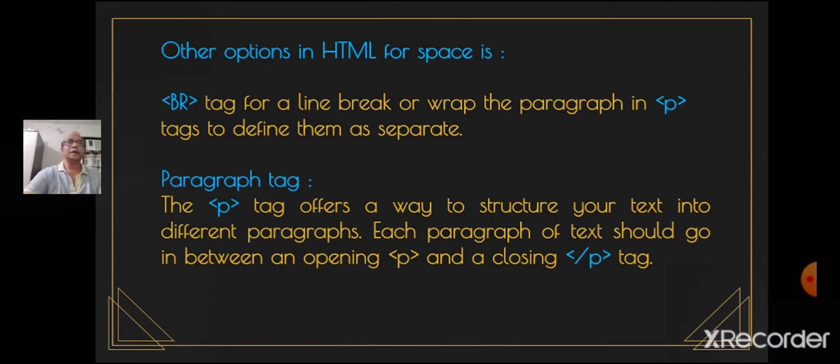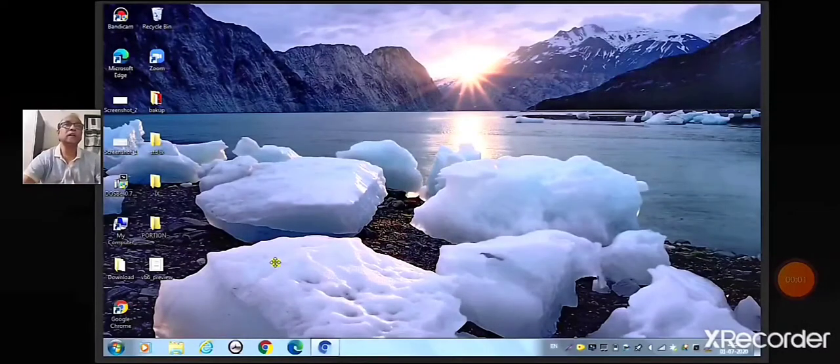Paragraph tag. The P tag offers a way to structure your text into different paragraphs. Each paragraph of text should go in between an opening tag and a closing tag. So children, let us have a practical understanding of paragraph tag in HTML.